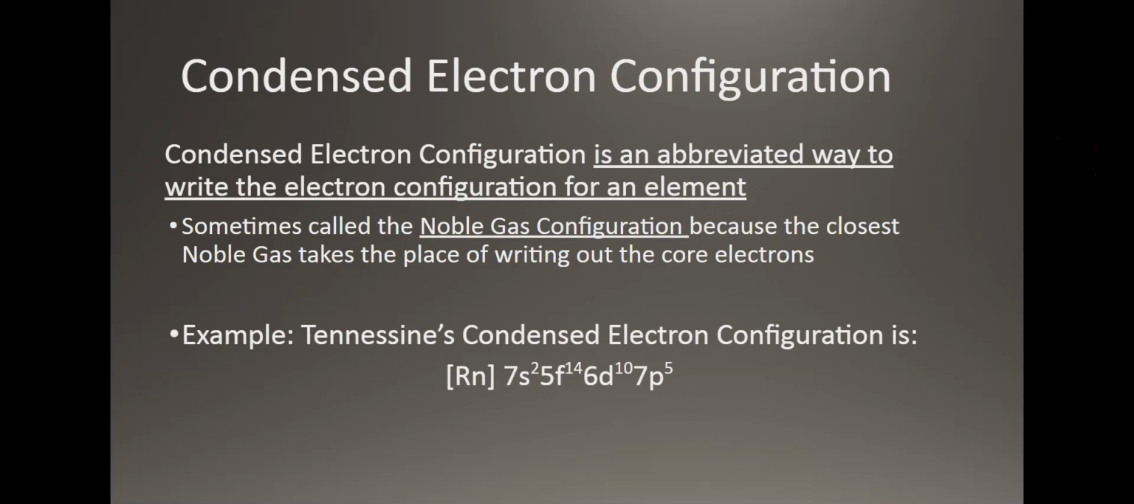Condensed electron configuration is an abbreviated way to write the electron configuration for an element. It's sometimes called the noble gas configuration because the closest noble gas takes the place of writing out all the core electrons. For example, Tennessine's condensed electron configuration gets shortened down to [Rn] 7s2 5f14 6d10 7p5. So much faster and easier than writing out everything the longhand way.